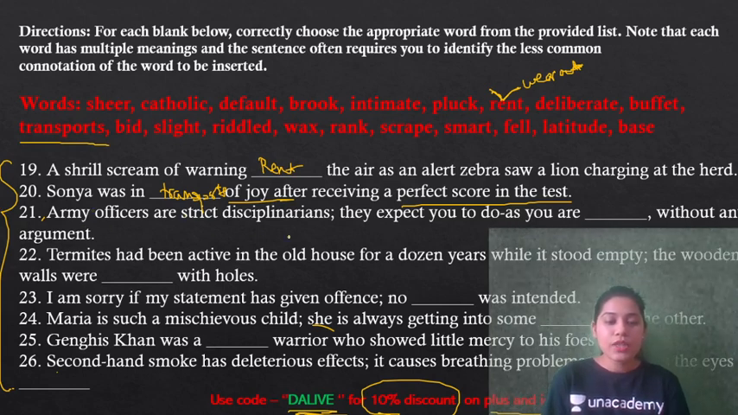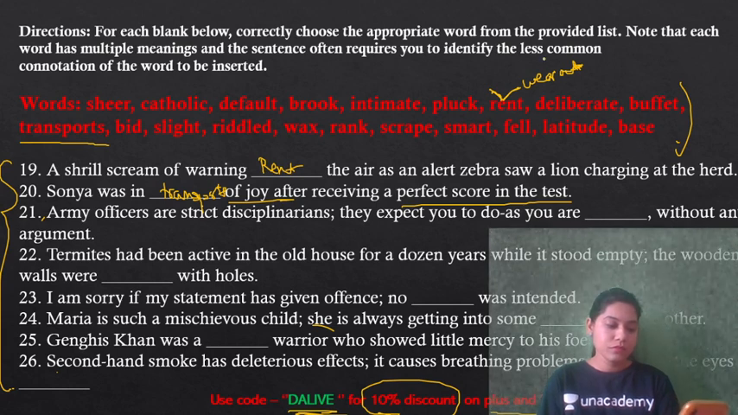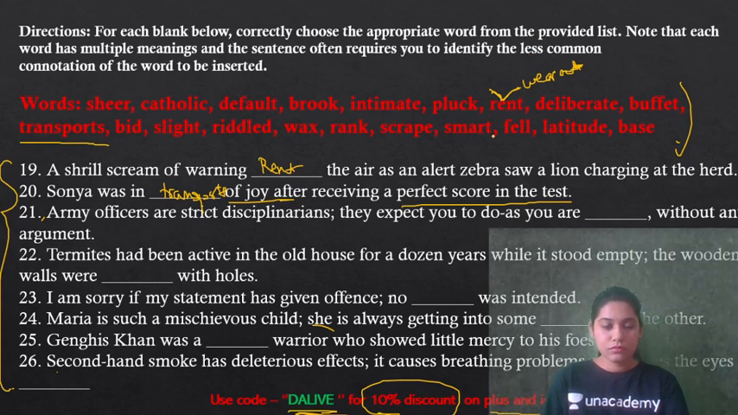Army officers are strict disciplinarians. They're strict disciplinarians; they expect you to do as you are ordered without any argument. So think order. Order will be bid. They expect you to do as you are bid, as you are ordered, without any argument. Termites had been active in the old house for a dozen years while it stood empty. Too many semicolons today, isn't it? The wooden walls were dashed with holes.